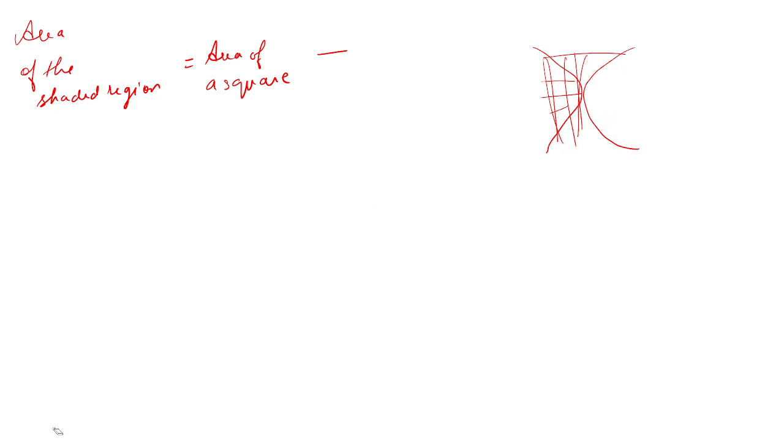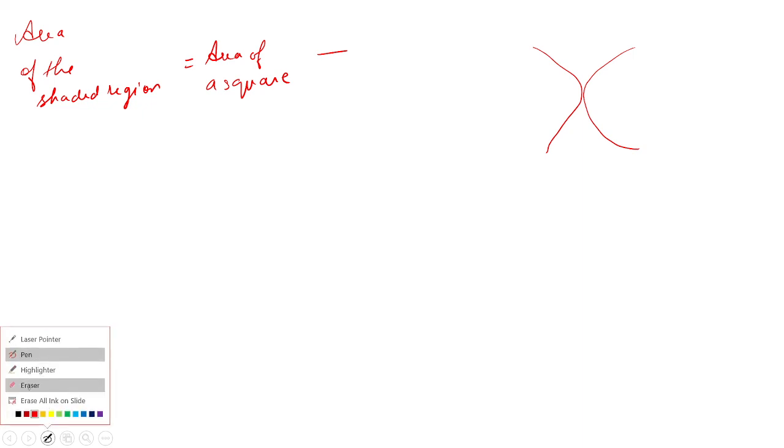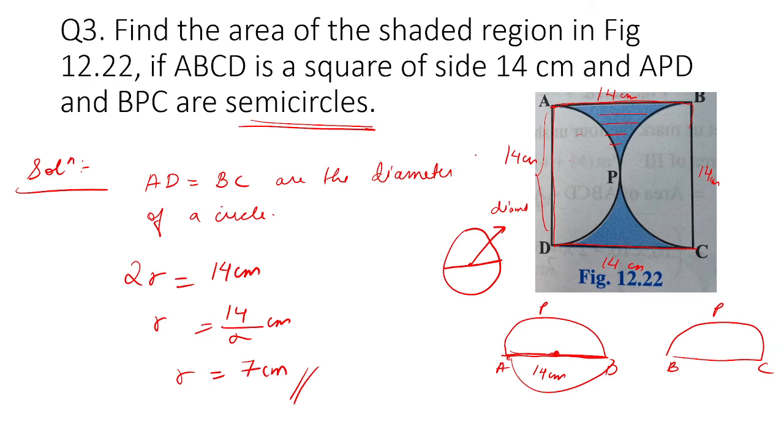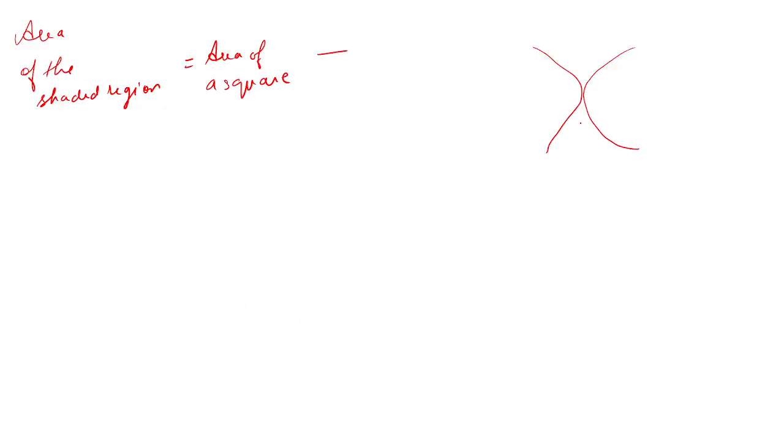If you subtract this, what are you left with? Look at this. This is what you get. I took the area of the square and I'm subtracting the area of a semicircle. When you do that, you'll be left with the shaded region only. So how many semicircles do you see? There are 2 semicircles, so that means you have to subtract 2 semicircles. So 2 into the area of a semicircle.